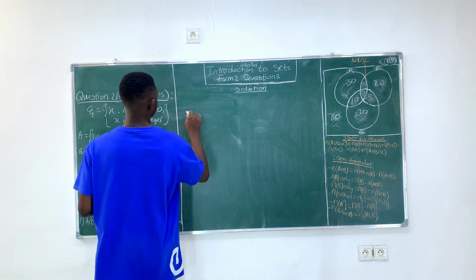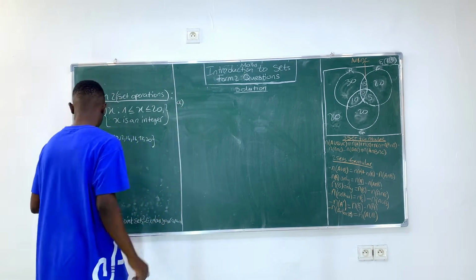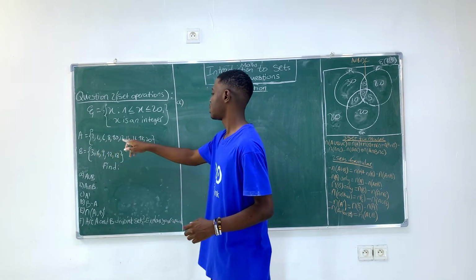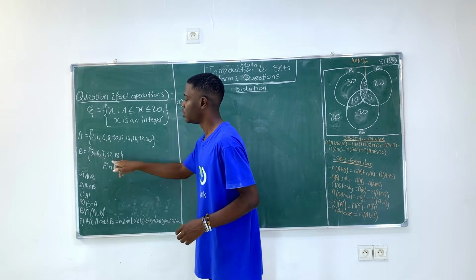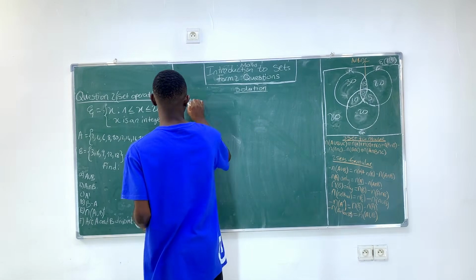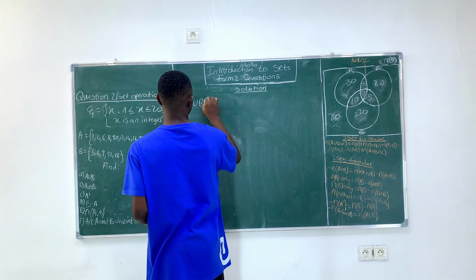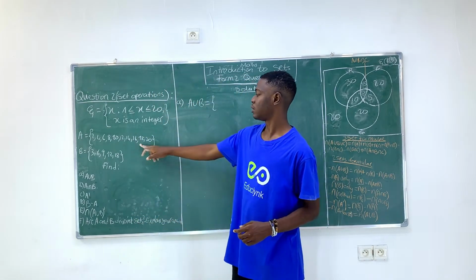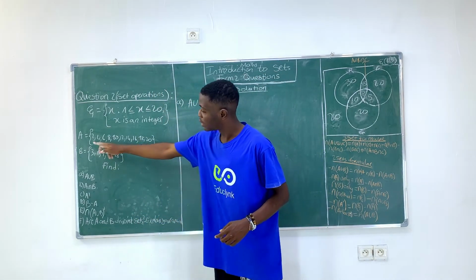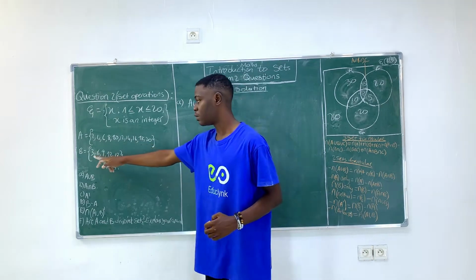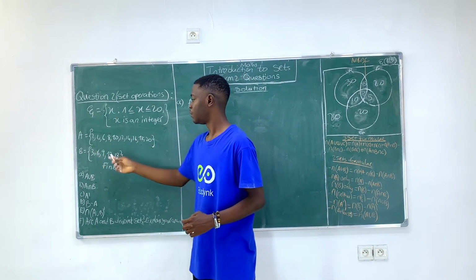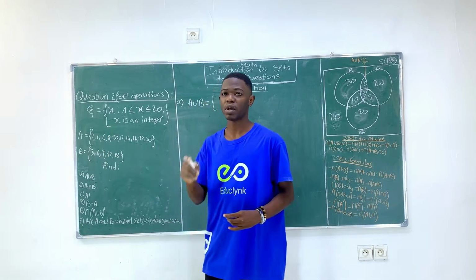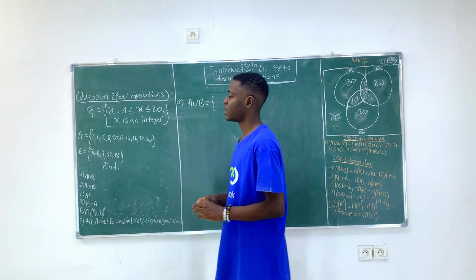So let's start. A says you should find A union B. This is A: 2, 4, 6, 8, 10, 12, 14, 16, 18, 20, union B. So what does it mean? You write all of the terms that are found in A, and all of the terms found in B one time. So if you find a term which is found in A and also in B, you write it one time, you don't write it twice. So that's your A union B.